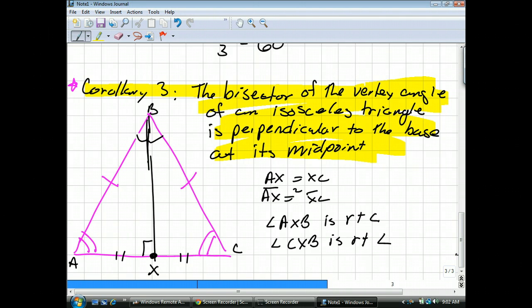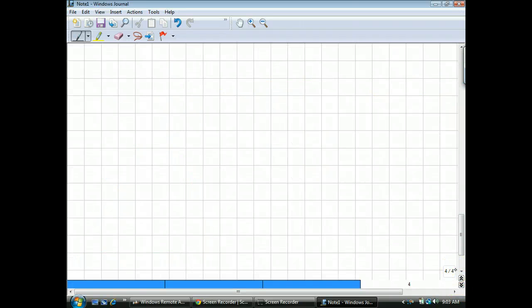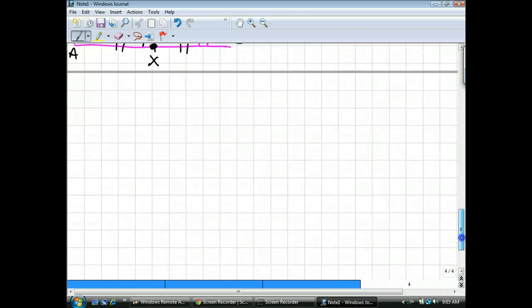And so notice that because of that corollary, we can get a lot of information. And what other side has to be congruent? Well, BX has to be congruent to itself. So we know then a lot about the triangle. So again, that's a very, very powerful corollary that we will use a lot.